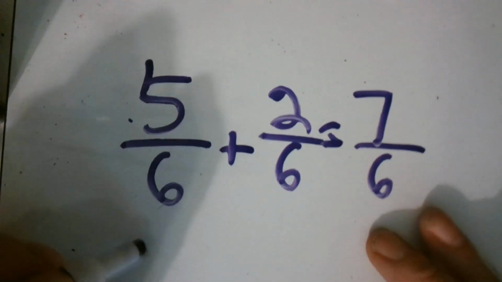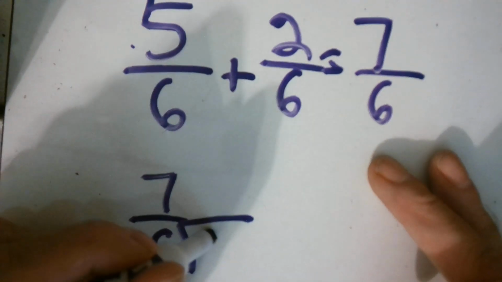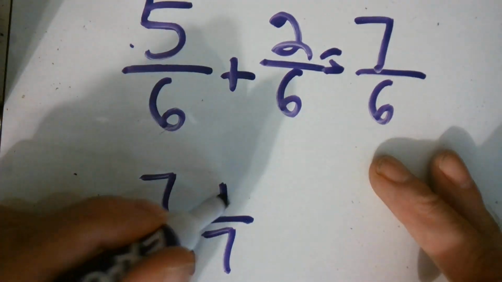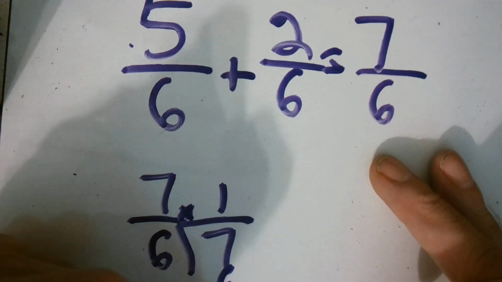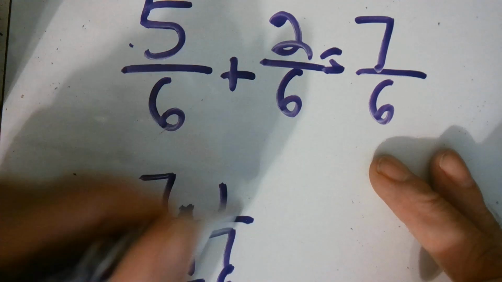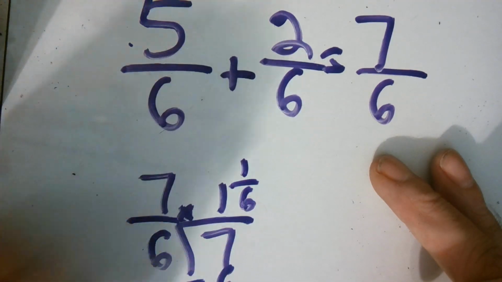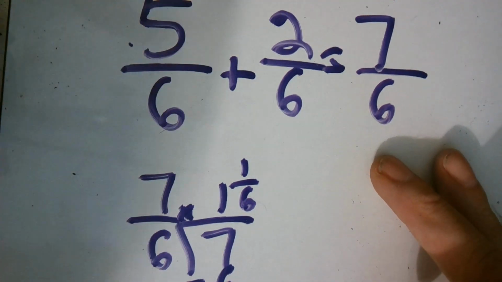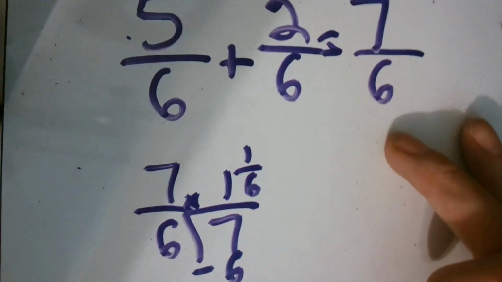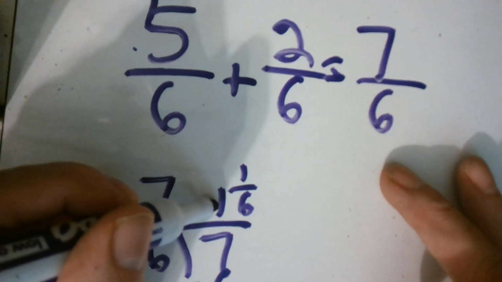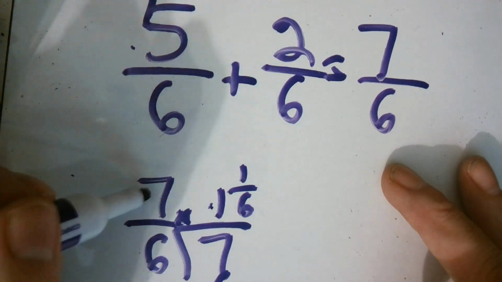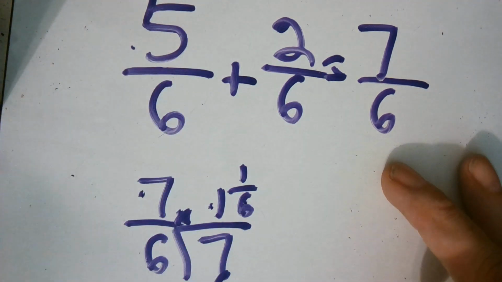Greater than 1, improper. I have to divide again. 6 goes into 7 one time. 1 times 6 is 6. Subtract. 1 is the numerator, denominator stays the same. Okay. 6 times 1 is 6, plus 1 is 7 over 6. So I am correct.